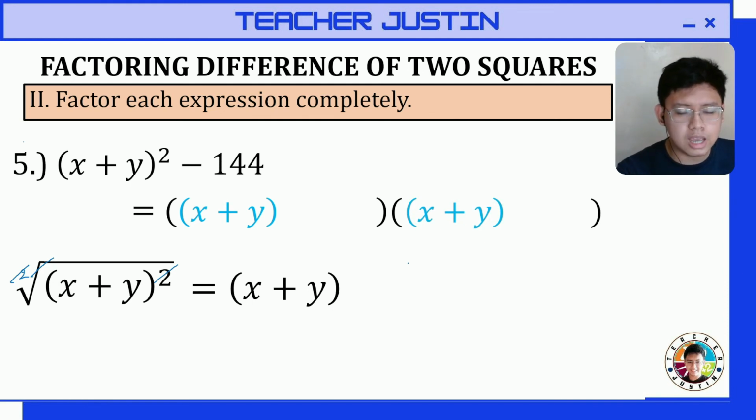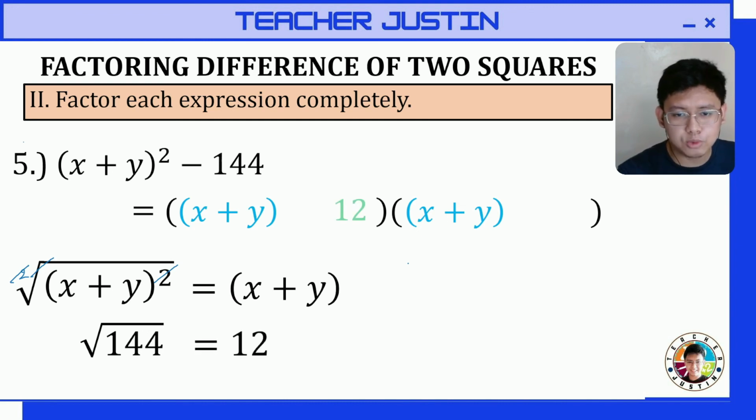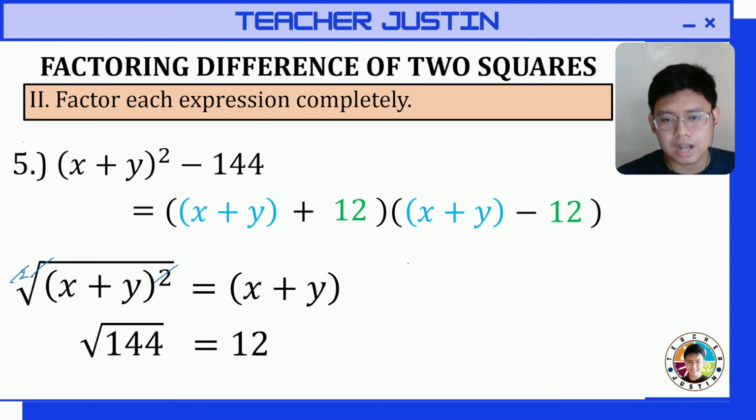Then, let's proceed to getting the square root of the last term, which is 144. So, the square root of 144 is equal to 12. So, we will have 12 sa first group and another 12 sa second group. Our next step is placing the addition symbol and subtraction symbol. So, magkaiba yung operations nila. So, isang addition at isang subtraction.